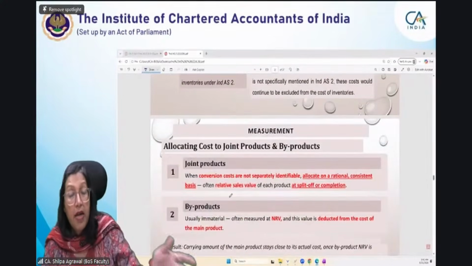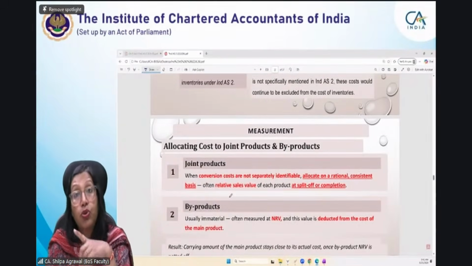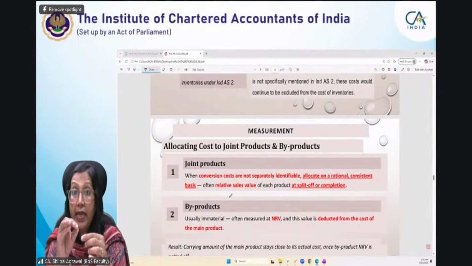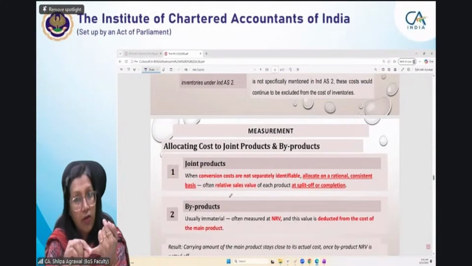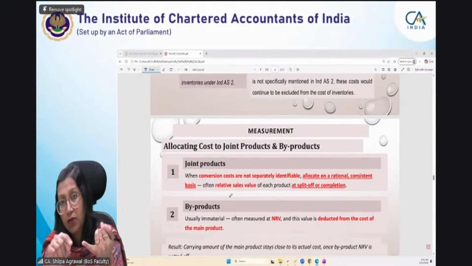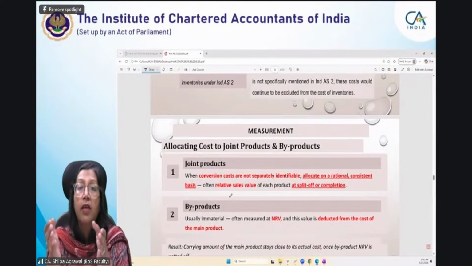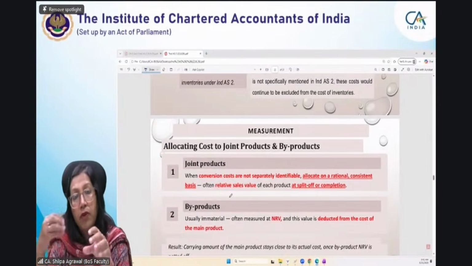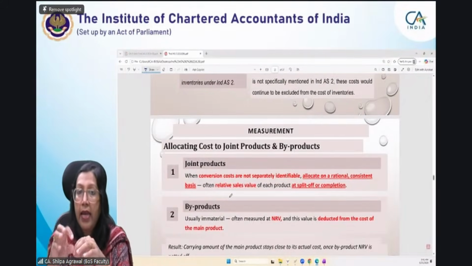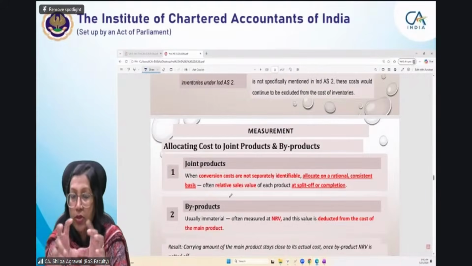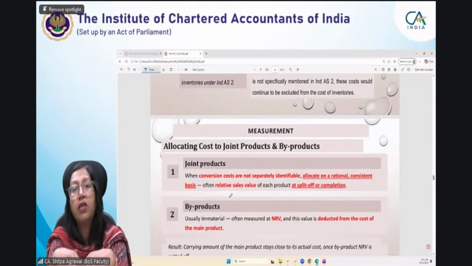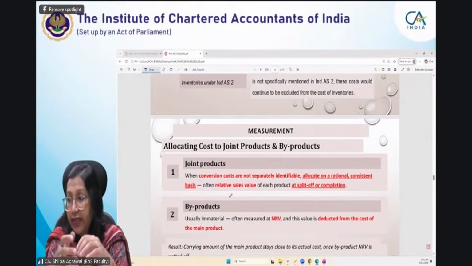Moving to the next part of the measurement, allocating cost to joint products. Till now we were talking about the elements of cost of inventory: cost of purchase, cost of conversion, and other costs. Now suppose at the time of manufacture we use one raw material, but out of that one raw material we are able to produce two or more products, and they have different nature, or sometimes different value also. So how to deal with that, how to measure those?